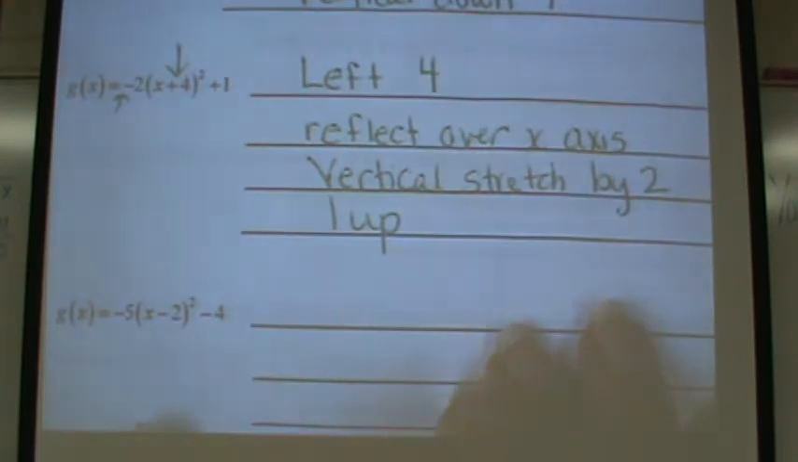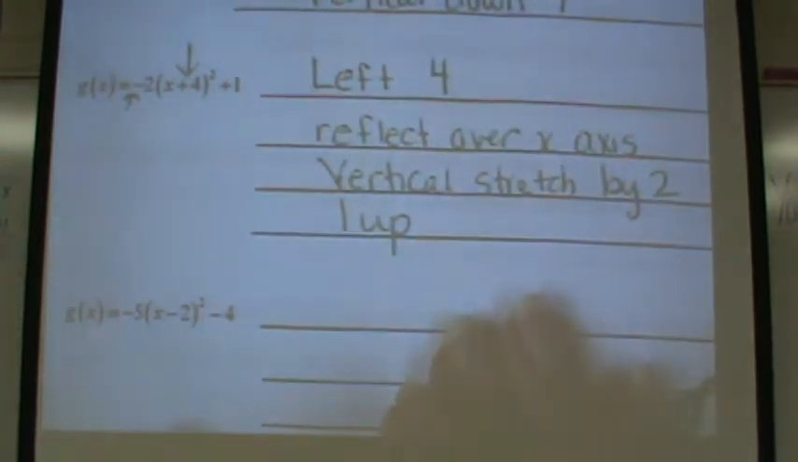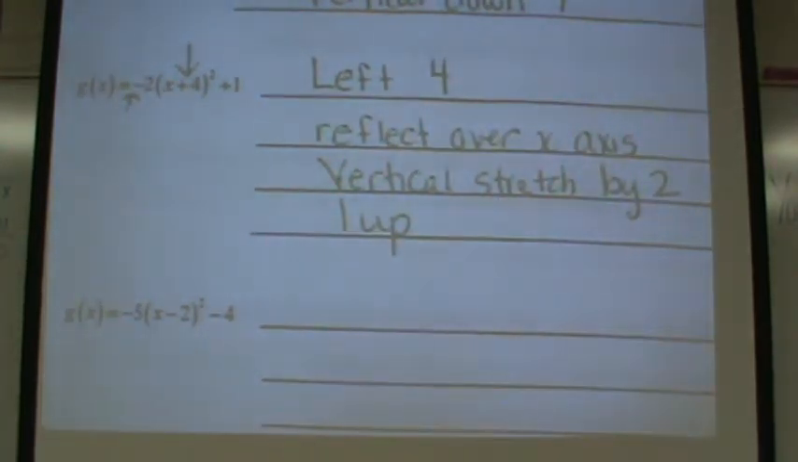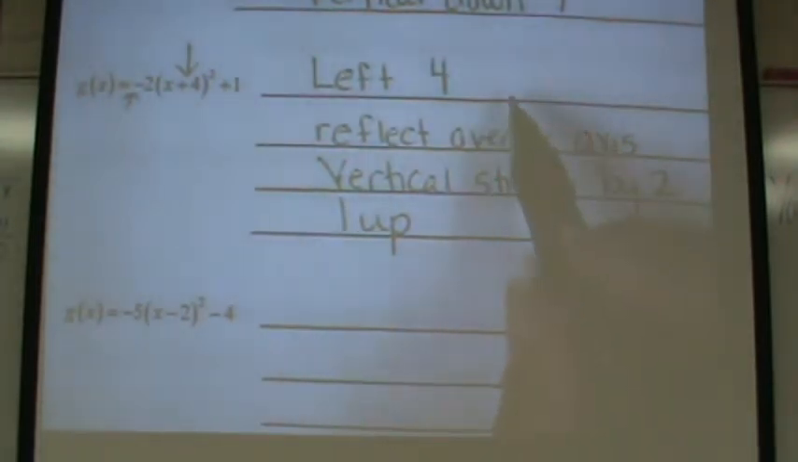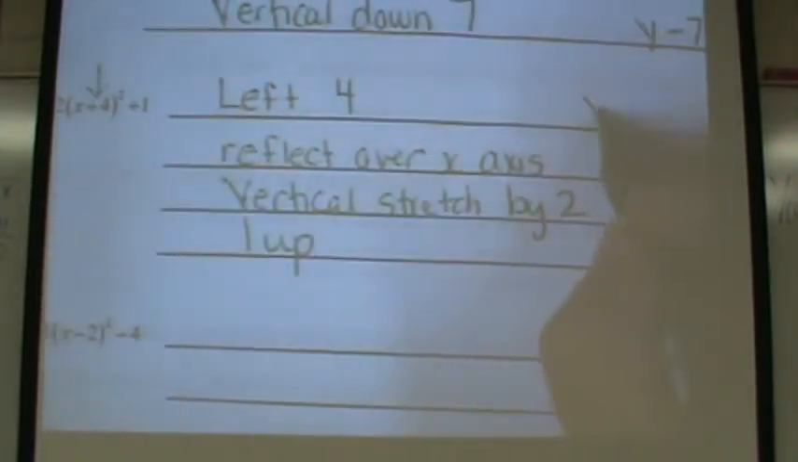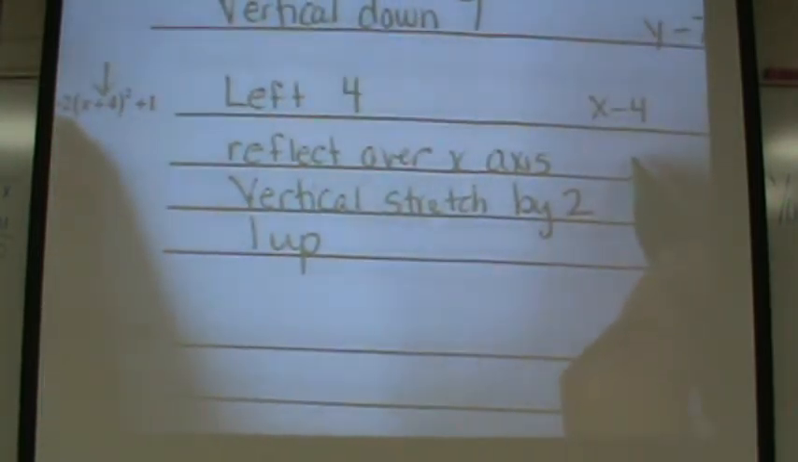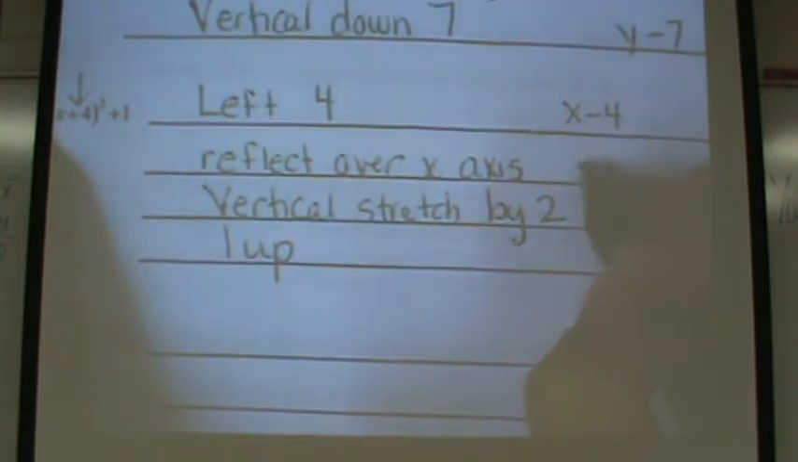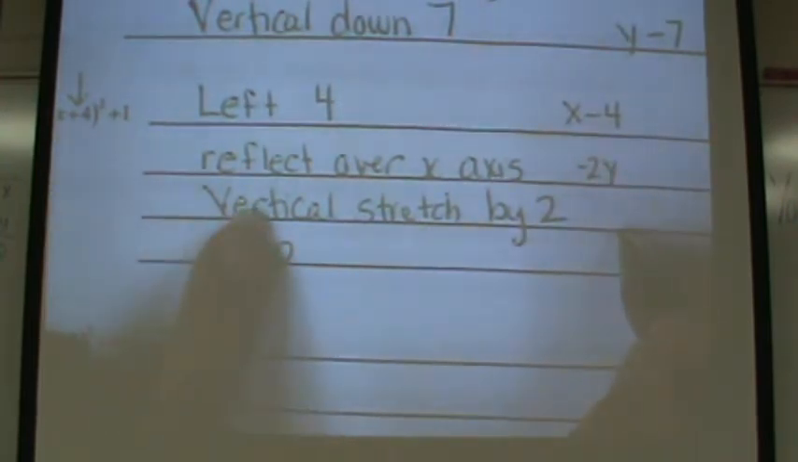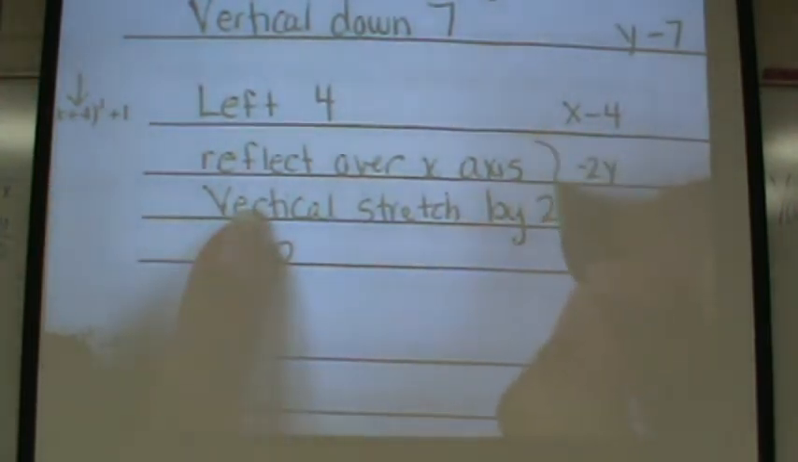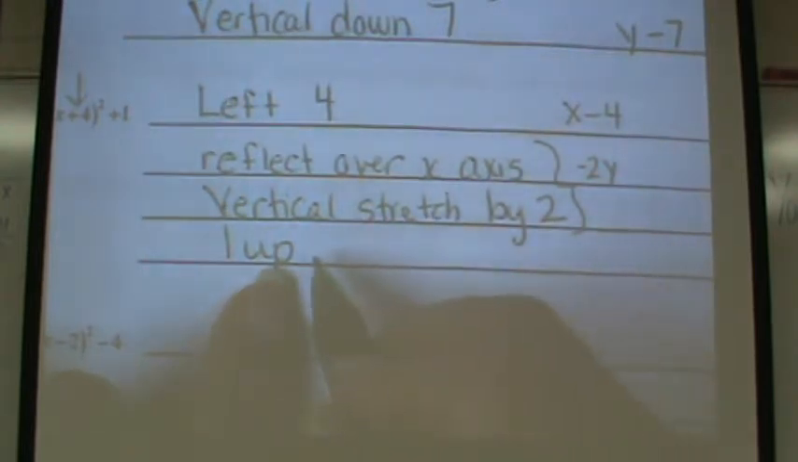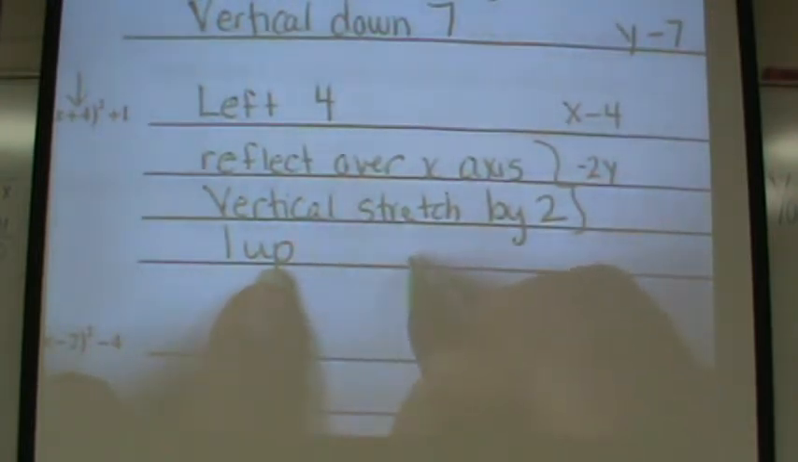Up 1. Now, how would you mathematically do this one? This is a good one, do you know? You subtract 4 from x. You would do x minus 4, I agree. And then you multiply y by -2. And then you add 1 to the y value, so the y value plus 1, perfect, good job.